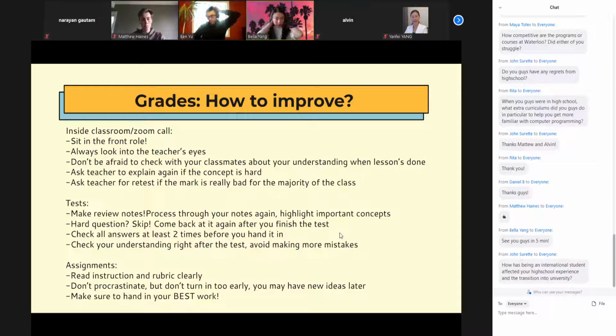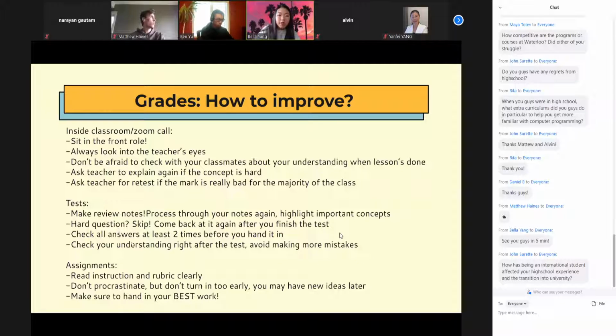So for tests, there are a couple tips that I have. Before the test, you want to make very clear and neat review notes, and you want to go through your notes again before the test and highlight those concepts that are really important. If you encounter a really hard question during the test, skip it and come back to it once you finish the test. But make sure you have enough time after that.